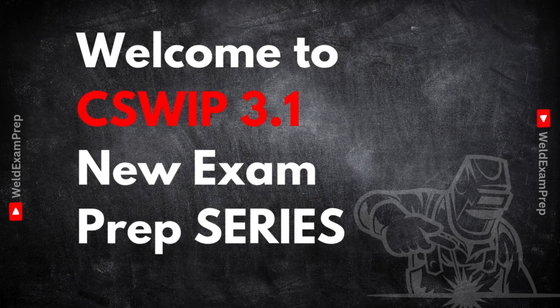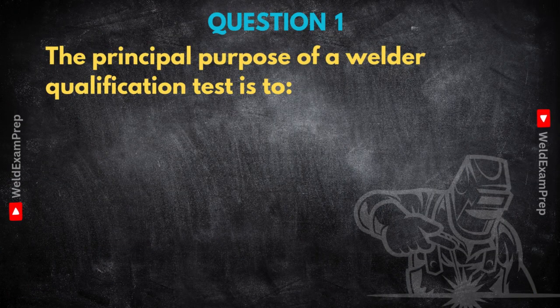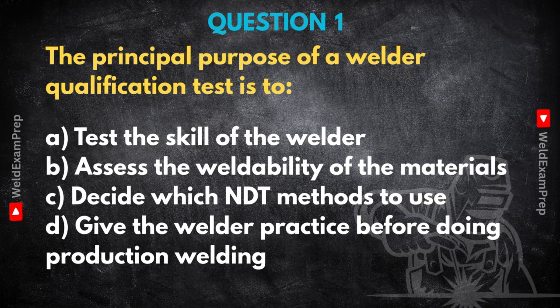Let's jump right in. First question today, getting into the real basics of inspection. The purpose of welder qualification. All right, question 1 asks, the principal purpose of a welder qualification test is to. And here are your choices. A, test the skill of the welder. B, assess the weldability of the materials. C, decide which NDT methods to use. D, give the welder practice before doing production welding.